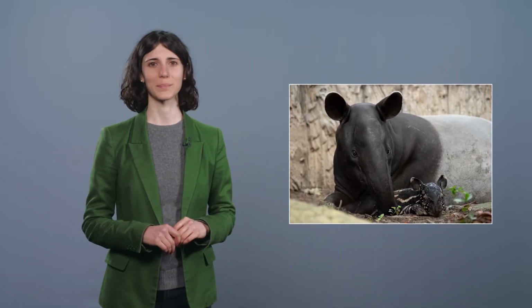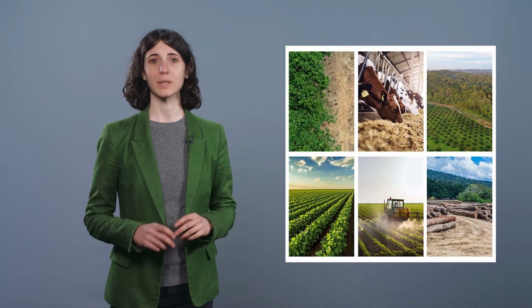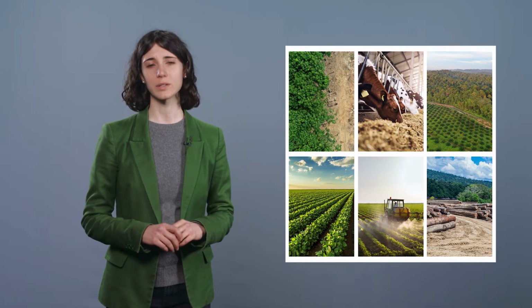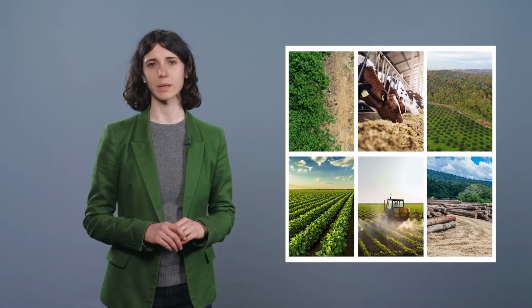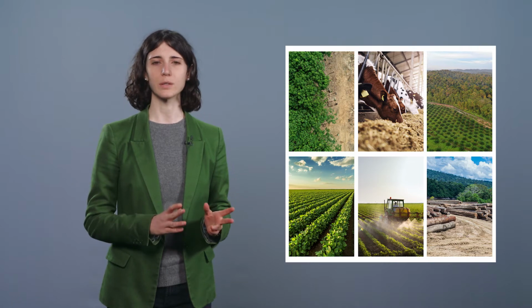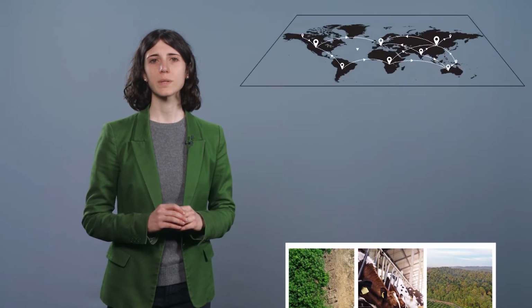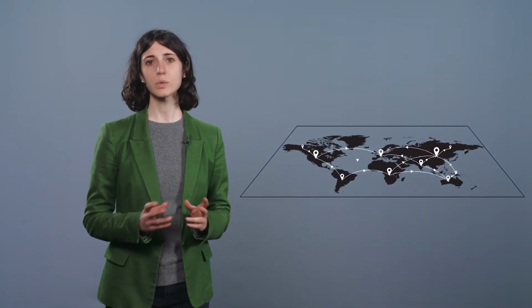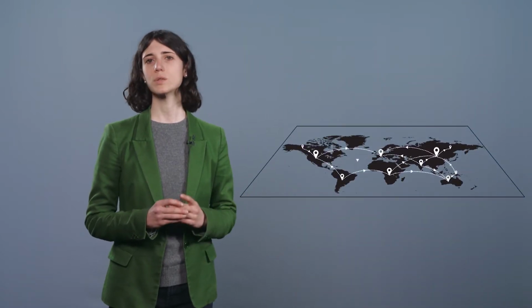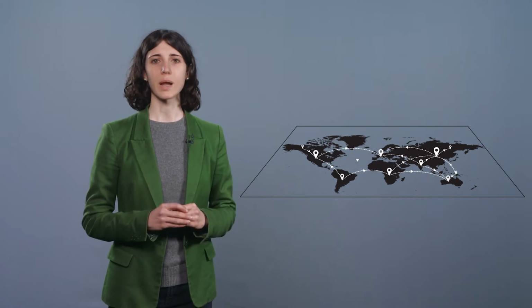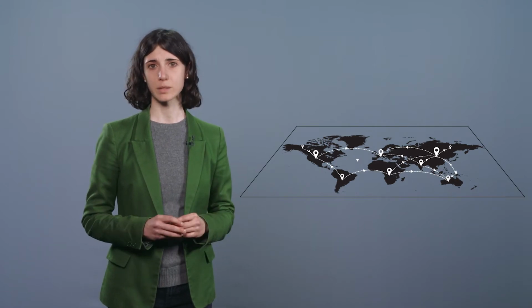I really like them. Despite their cuteness, the Malayan tapirs are in danger of extinction because of human activities, especially land use, such as forestry and agriculture. Most of these activities produce goods, for instance palm oil, soil or wood, that are exported and consumed somewhere else, for example here in Europe.